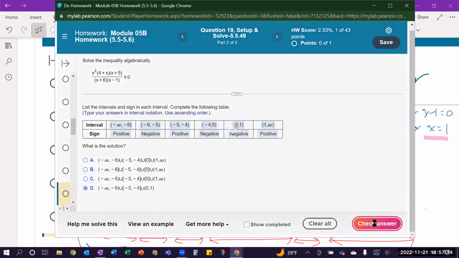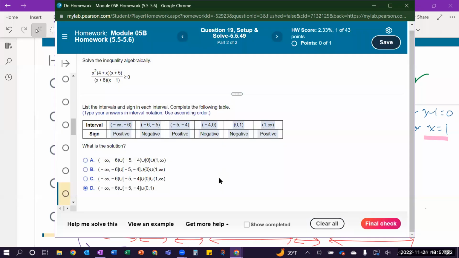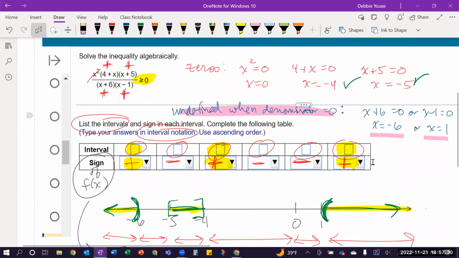And, oh, so apparently I did make a mistake somewhere. Where did I make a mistake? Let's see. Did I write something wrong here? I must have. So greater than or equal to 0, where we have positives, the -6 is undefined, the 1 is undefined, and the -5 and the -4, that was the 1, 2, that was the third.